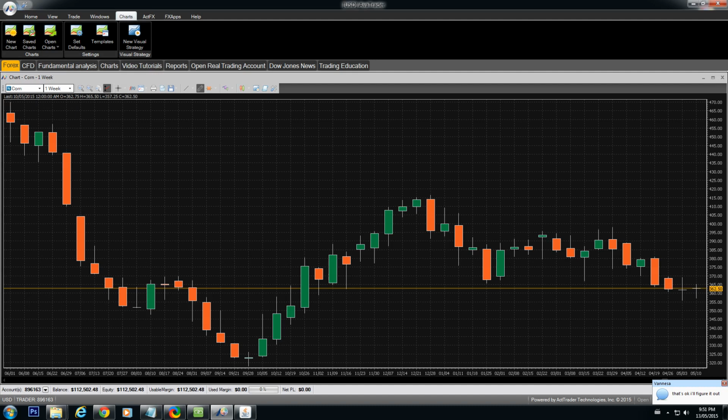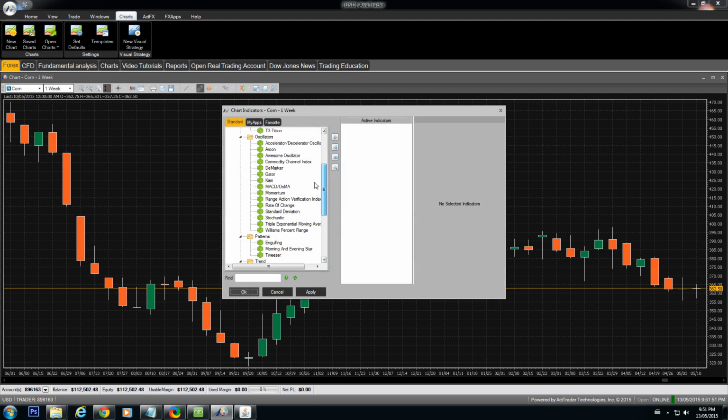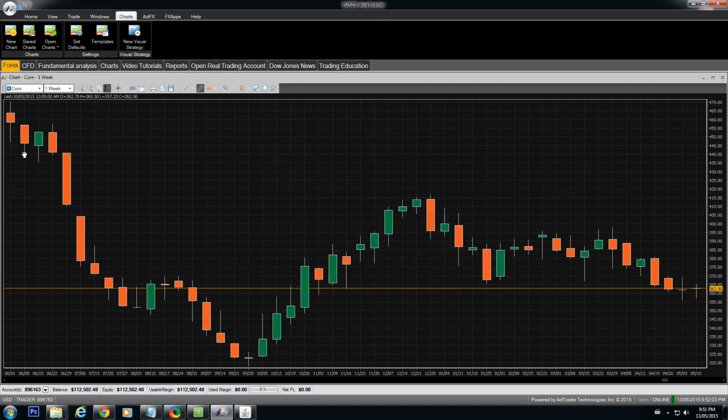Okay, so we're just looking at the corn here. You have a whole whack of indicators here, different ways to trade, different things. Some of them useful, some of them not. We're not going to get into that, but down the road, we probably will because there's some useful stuff in there. For now, we're just going to close that off.